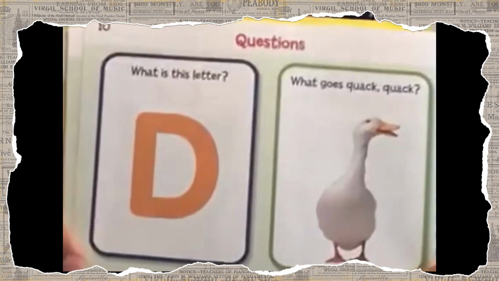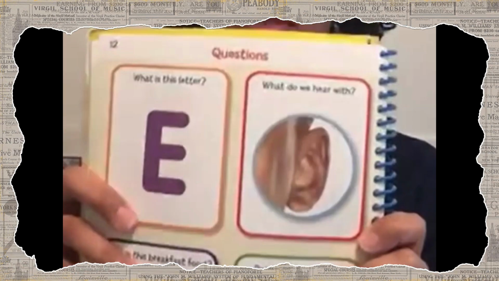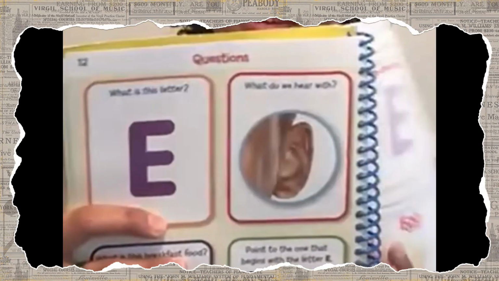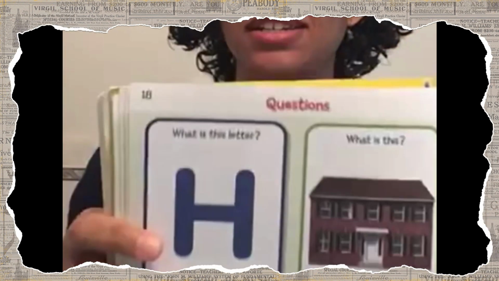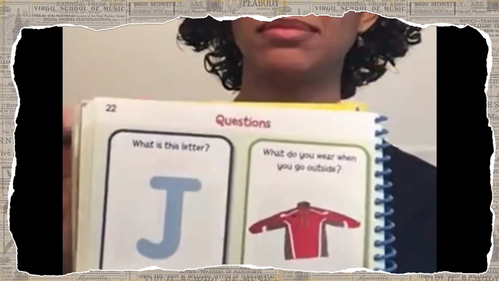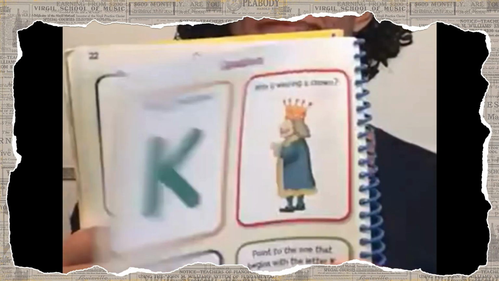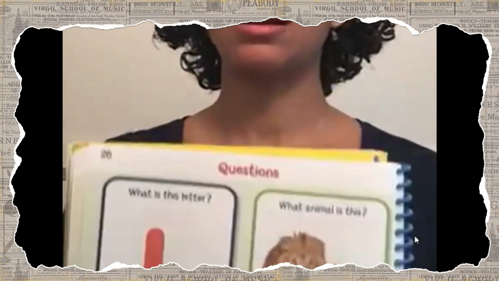Next letter, D. Next letter, E. Of course, these are uppercase and capital. There's letter F. Letter G. H. I. J. K. L.